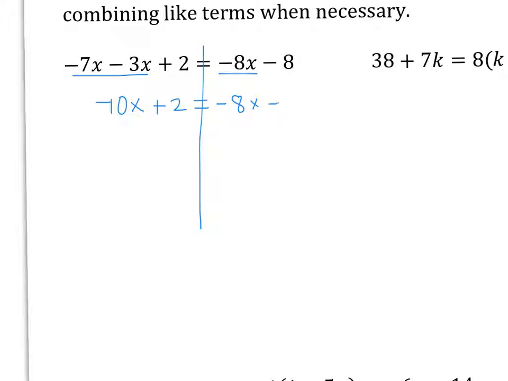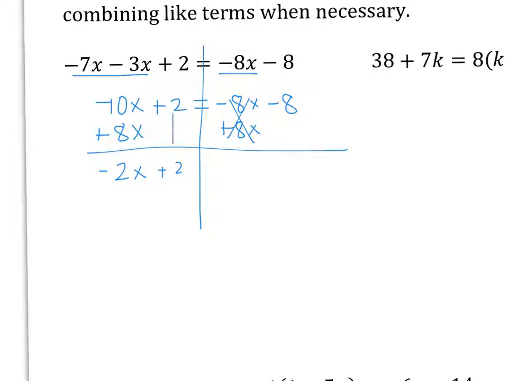negative 8x minus 8. Now I want to move over that negative 8x because I want all the variables on one side of the equation and all the other numbers on the other side. So I'm going to add 8x to both sides. When I do that, negative 10x plus 8x is negative 2x plus 2, so I bring that 2 down, equals negative 8. Now I'm going to isolate my variable, so I'll get rid of this 2, and I get negative 2x equals negative 10.